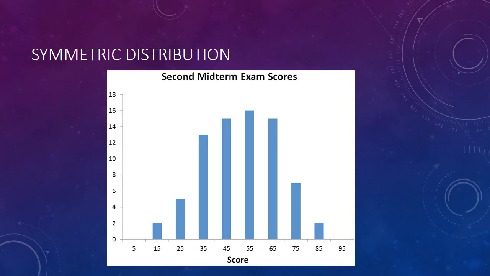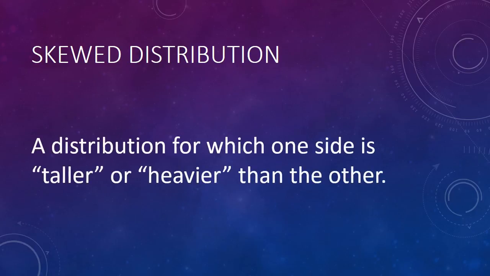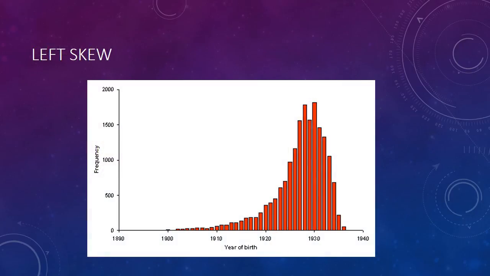In this example, we see scores on the second exam of Physics 116A at UC Santa Cruz in spring of 2011. If a distribution isn't symmetric, then we call it a skewed distribution. This is a distribution for which one side is taller or heavier than the other. It results from having more or fewer observations above the center than below the center. A left skew distribution has more observations below the center, that is to say to the left, than above.